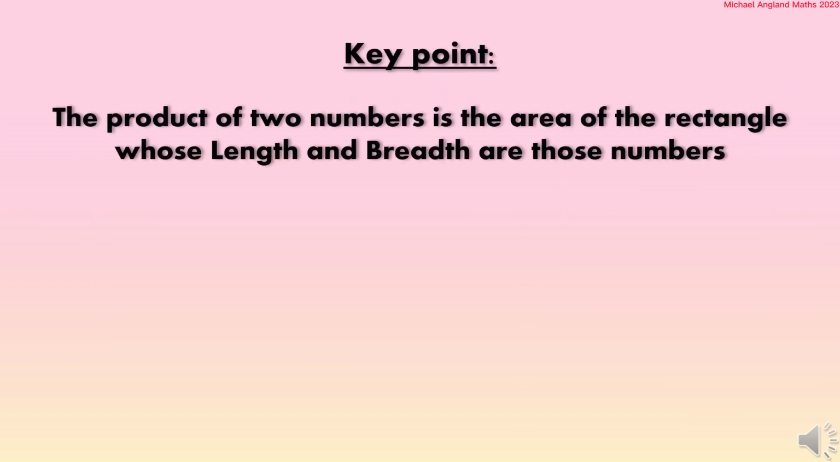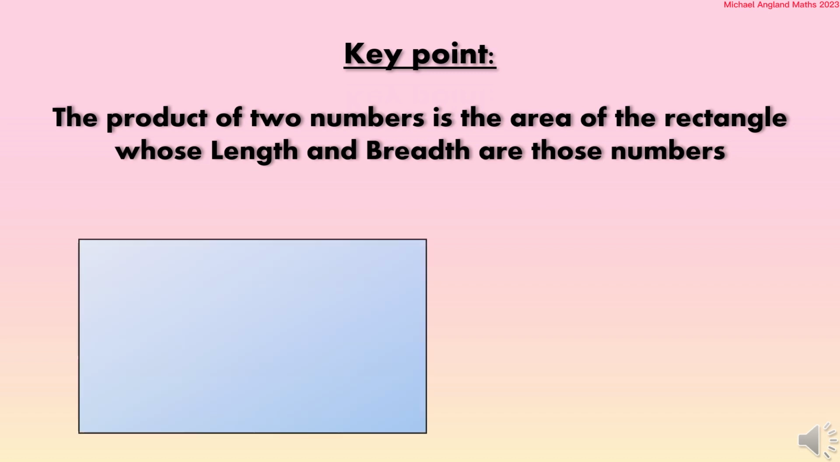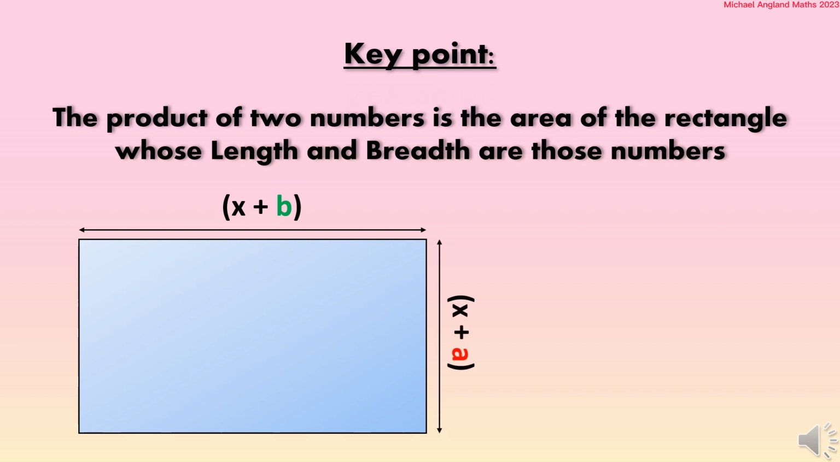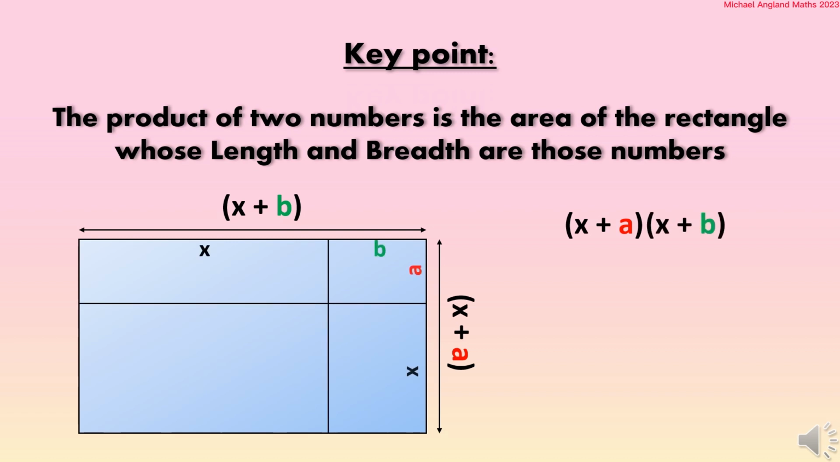So the key point is the product of two numbers is the area of the rectangle whose length and breadth are those numbers. Here's a rectangle with length x plus b, width x plus a. If we multiply x plus a by x plus b, what we're really doing by subdividing the rectangle is multiplying out the length and width of those four subrectangles.